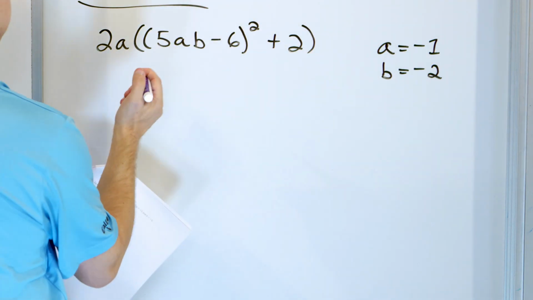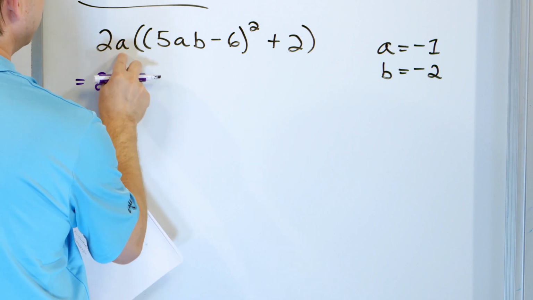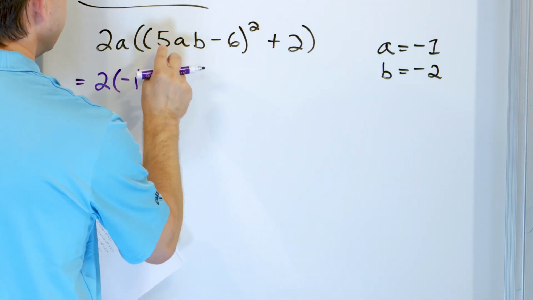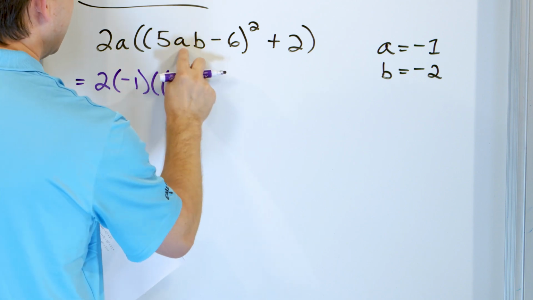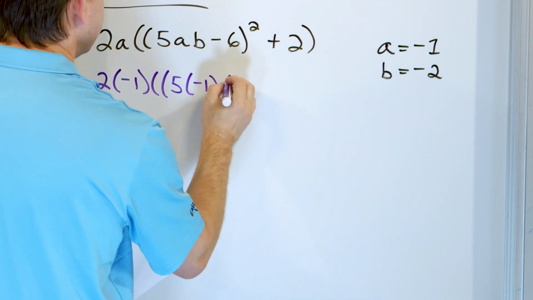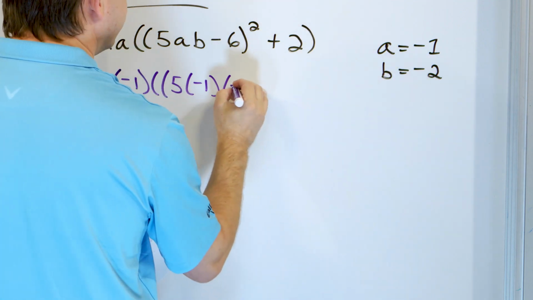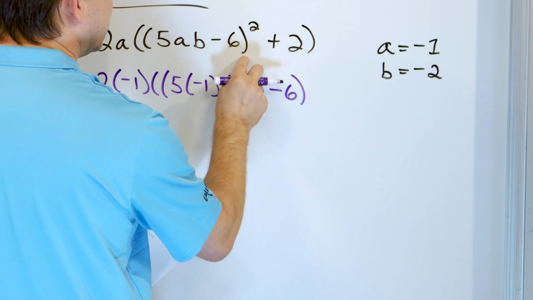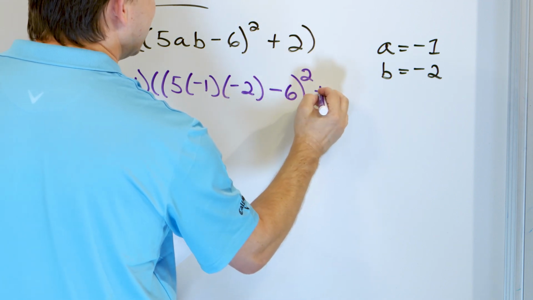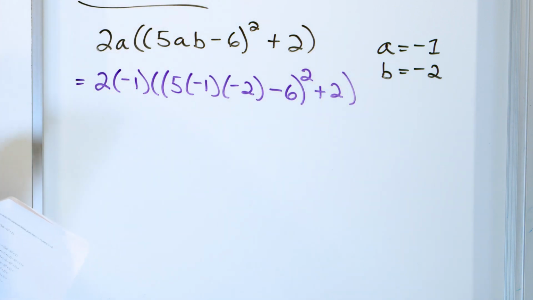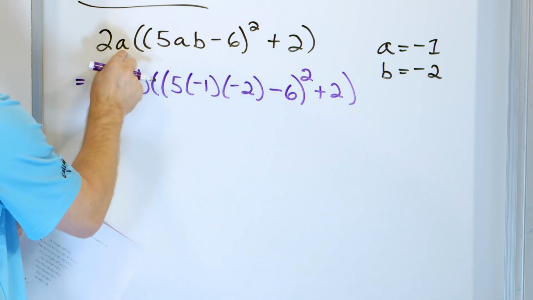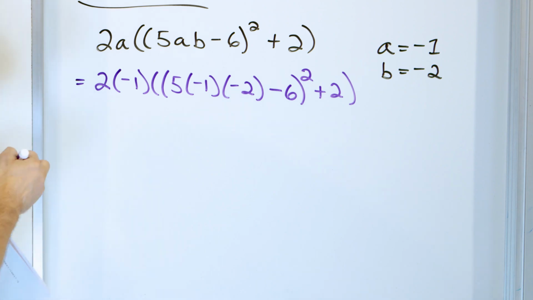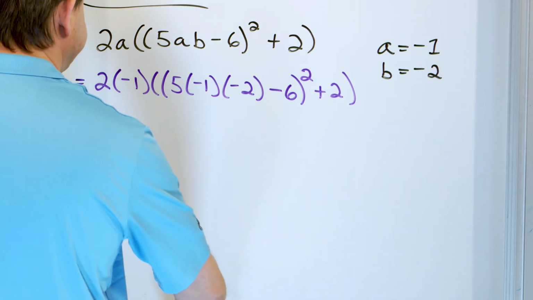So what are we going to do next? We have 2 times a, but a is negative 1, so I'm going to put that in parentheses so I don't make a mistake. Then I have 5 times a, which is also negative 1, times b, which is negative 2, so I'm going to write that in place. Then I have to write down my subtracting of a 6 and close it, and then I have to square it, and then I have to add 2 and close it all out. So this matches exactly above, but a goes to negative 1, a goes to negative 1, b goes to negative 2. Now, let's tackle it.